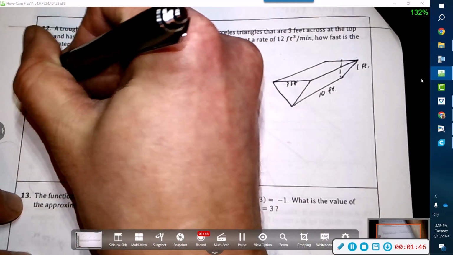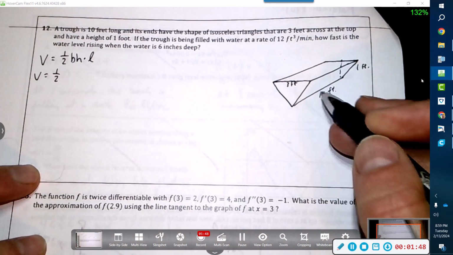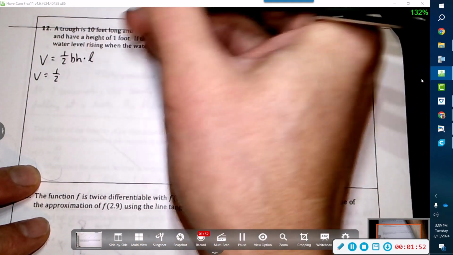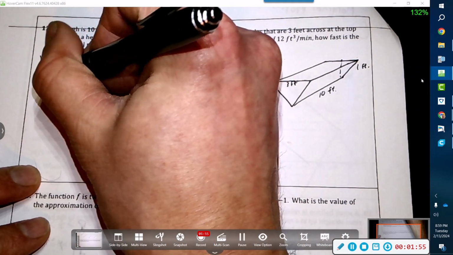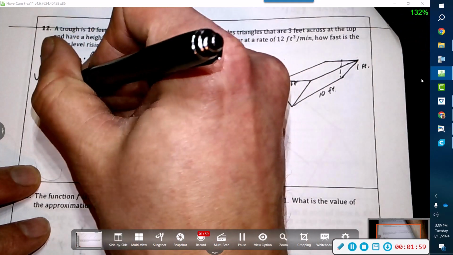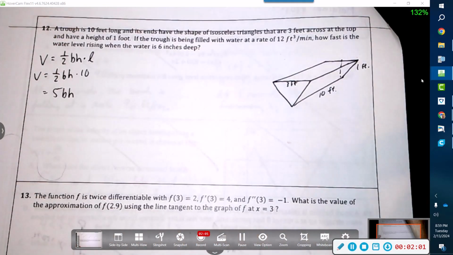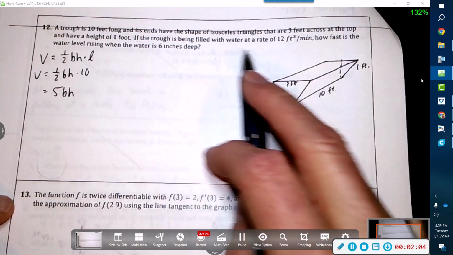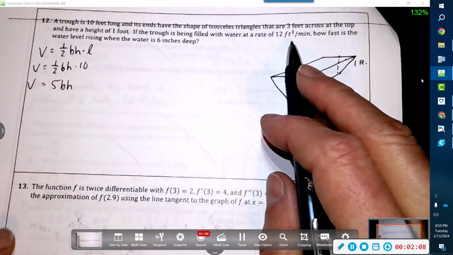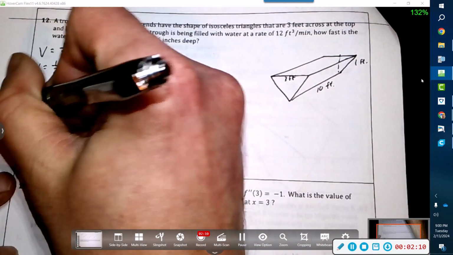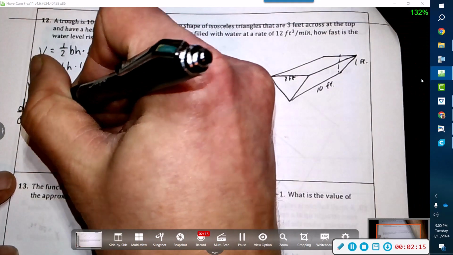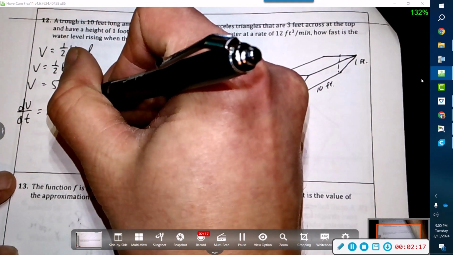Now, since I do know the length is actually 10, I've got times 10, so 1/2 of 10 is 5, base times height. Now this trough is being filled with water at a rate of 12 cubic feet per minute, so it looks like we are given dV/dt as 12 cubic feet per minute.